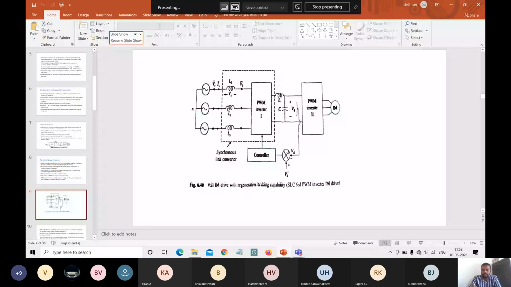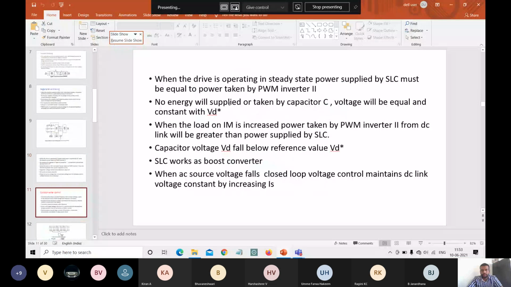So we discussed regenerative braking. The next thing is the cycloconverter, which we will discuss in the next session.